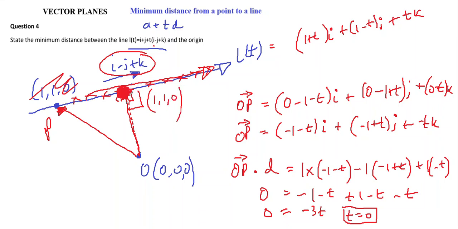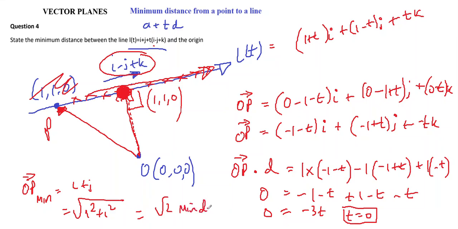So that's the point, which means my shortest distance, so the OP, when it's a minimum, will be i plus j, which is going to be the distance of the square root of 1 squared plus 1 squared. Root 2 is the minimum distance.